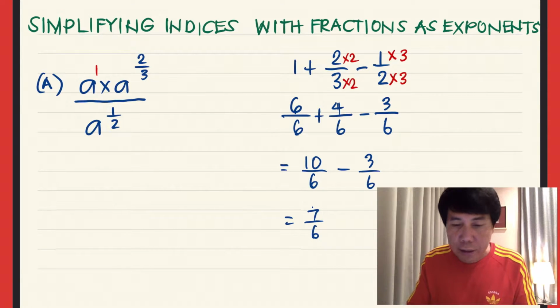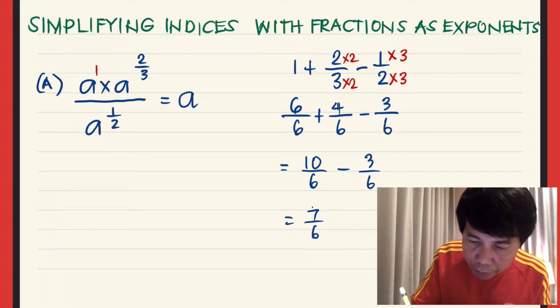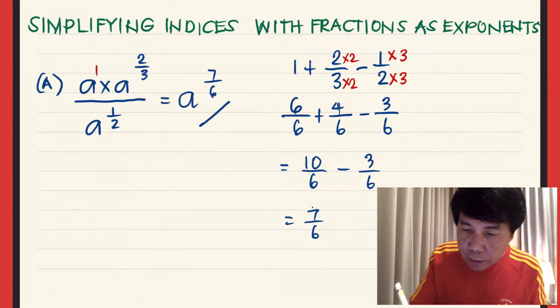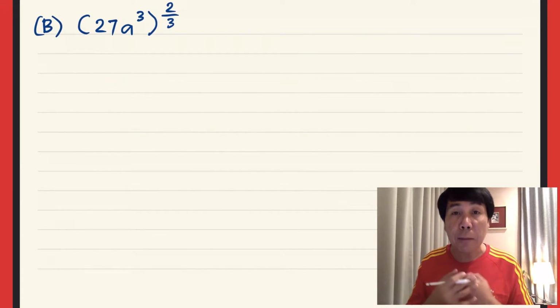So our exponent is 7 over 6. Therefore, here, a raised to the power of 7 over 6. That is our answer. Let's proceed to sample number 2.